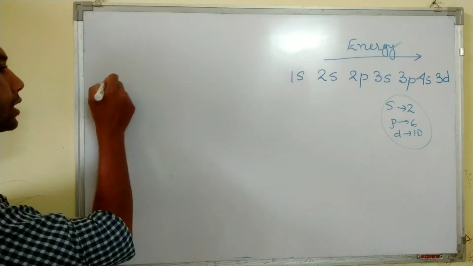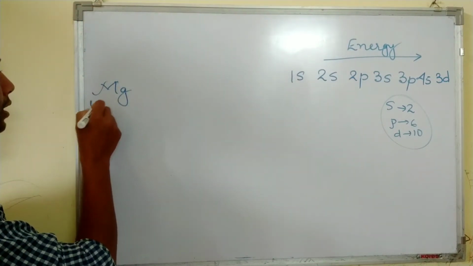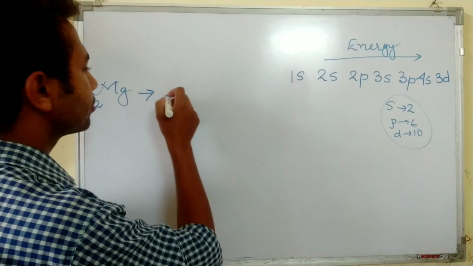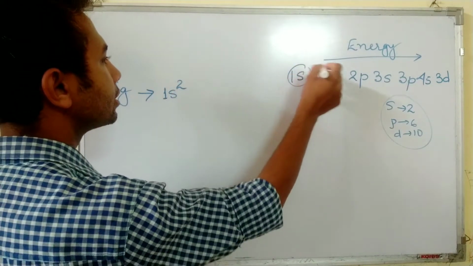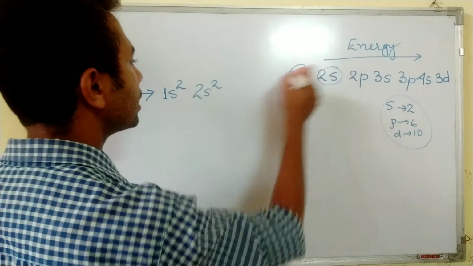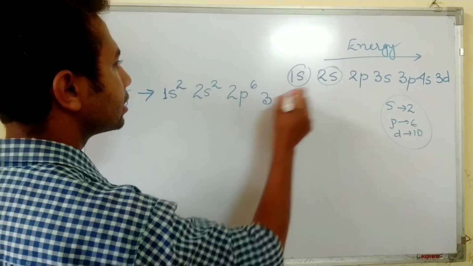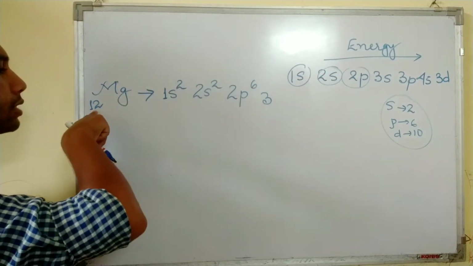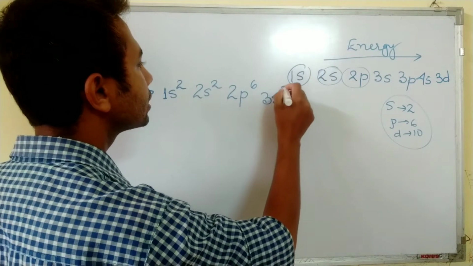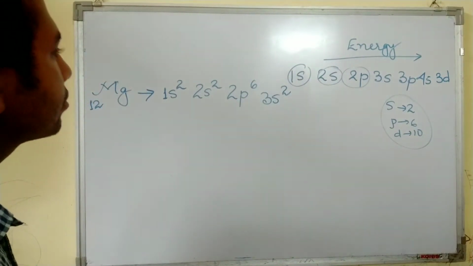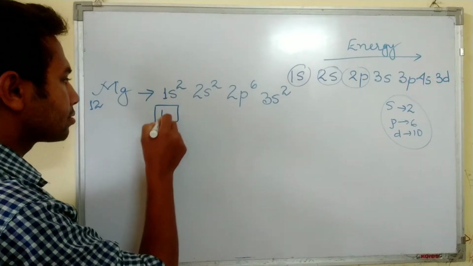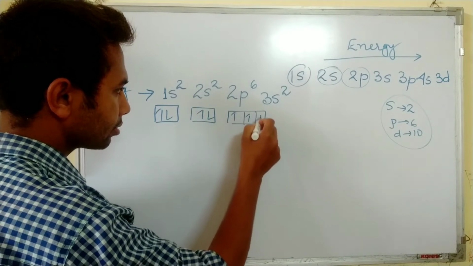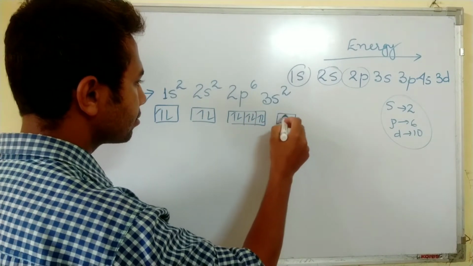So now magnesium has 12 electrons. So what we have to do? First we go to 1s2, then 2s2, then 2p6, then we go to 3s. So here 2 plus 2, 4 plus 6, 10. The remaining 2 electrons we have to put in 3s, so 3s2. We may write like this: 1s2, 2s2, 2p6, 1, 2, 3, 4, 5, 6, 3s2.